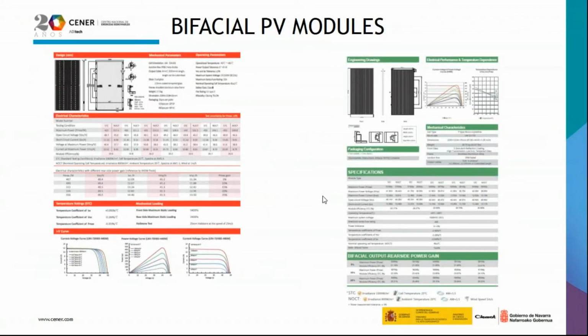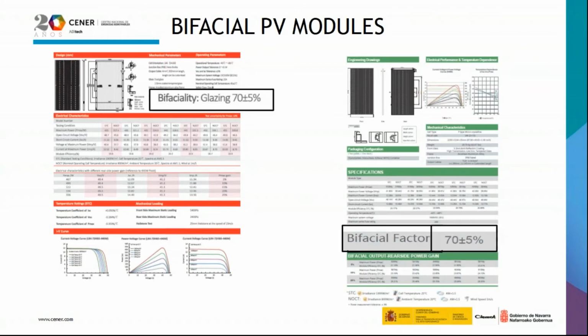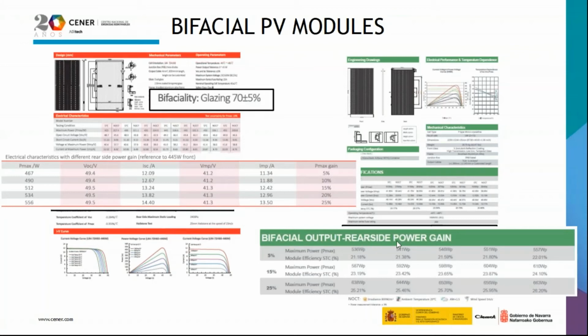Regarding bifacial PV modules, how much power do I get from a bifacial PV module outdoors in the real field? If we look at the specification, we don't have much more information, at least up to now, I think. We have seen some differences with the monofacial PV modules, like bifaciality. In both cases it is 70%. And we have here also a bifacial output rear side power gain, which says that if you are going to have a 5% gain, you will have this amount of watts, but it's just applying the 5%.